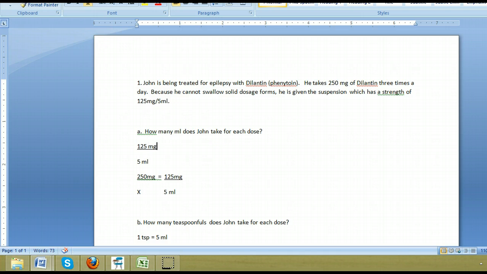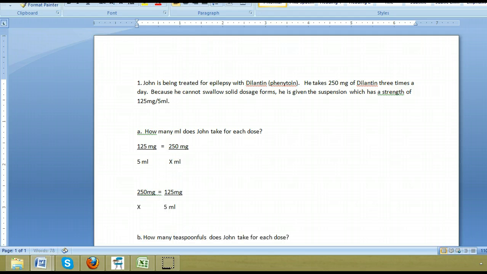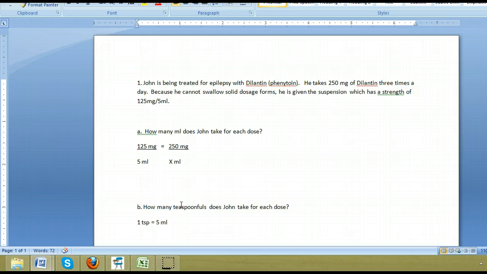125 milligrams over 5 mils, and then equals, what am I going to put on the other side? On the other side, I'm going to put down what we know. We know that his dose is going to have 250 milligrams in it, so I'm going to write 250 milligrams here. But what I don't know, and this is the question, is how many mils he is going to take. X mils. I can put X because that's my unknown, and that's what I'm solving for. So: 125 milligrams over 5 mils equals 250 milligrams over X mils.